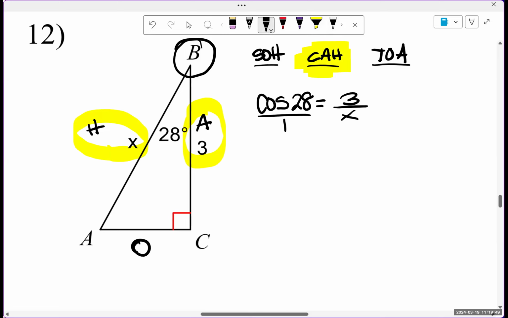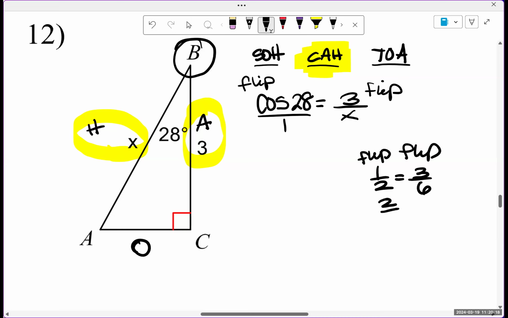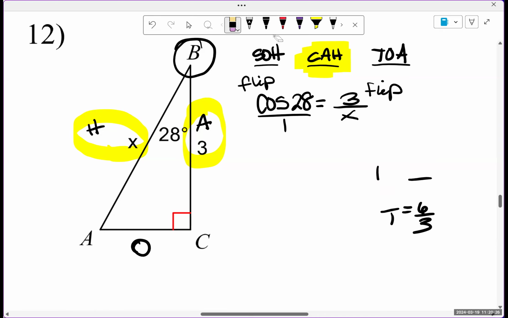Now I'm going to show you a trick. You could just cross multiply, but I hate it when my x ends up on the bottom. Instead of cross multiplying, you can do a flip. Notice 1/2 is equal to 3/6. If I do a flip, 2/1 is still equal to 6/3. I've changed the value, but the equal sign still holds. So personally, when I do this, I go flip.